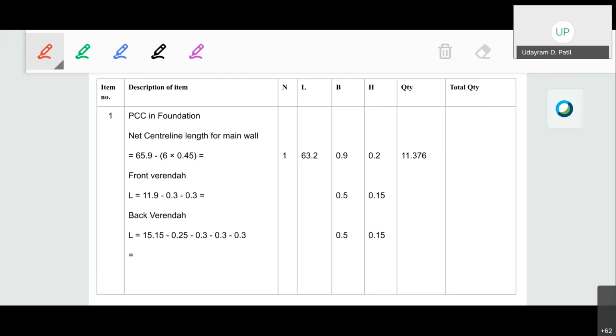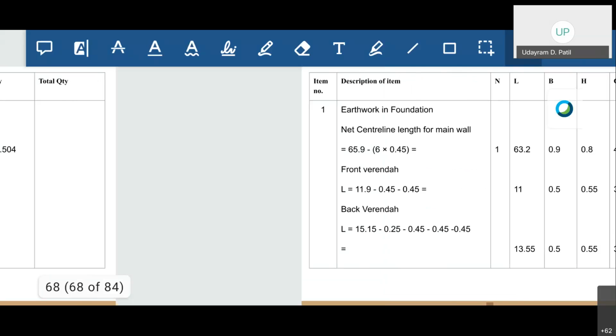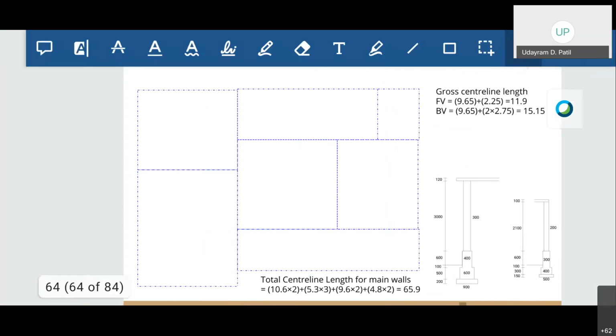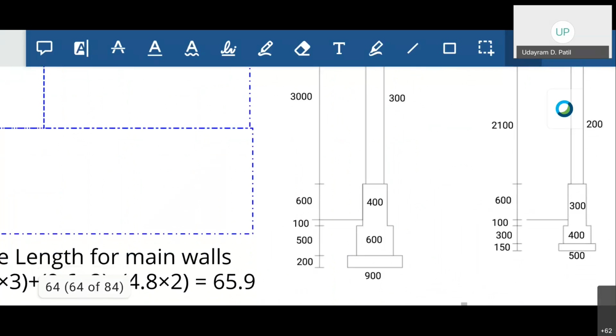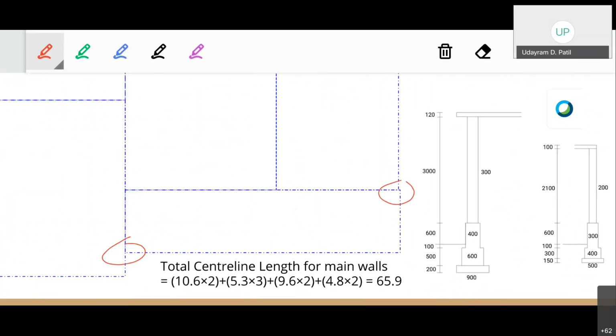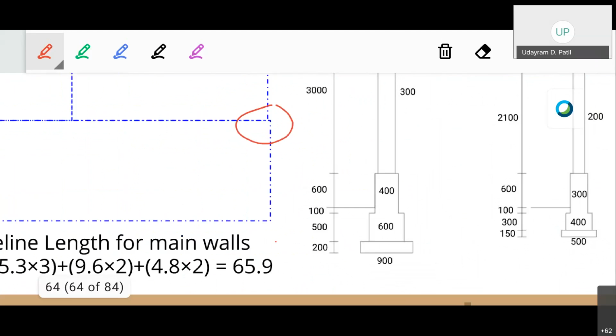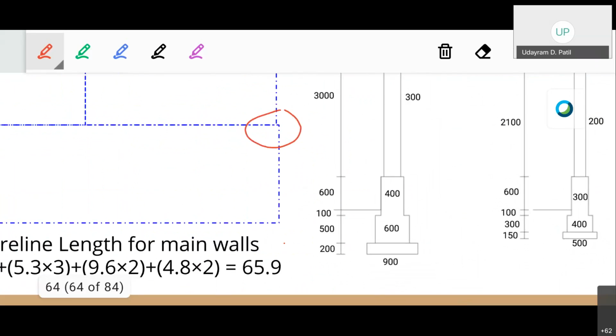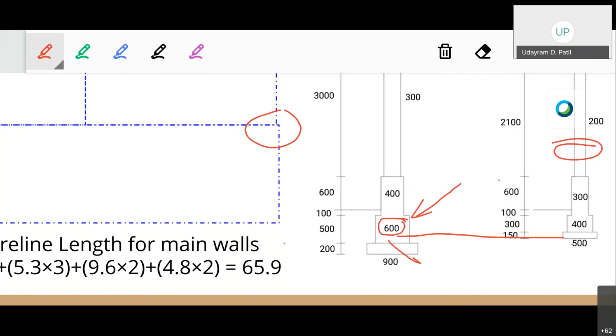Now for the front veranda again, we have to consider the level of each footing. Now as there are two kinds of footings there, the level of each footing is different. So again, while considering these two junctions for the front veranda, we have to consider the level of that particular footing. Now for the PCC of the 0.2 meter wall, the level coincides with the level of the UCR masonry for the main wall. Okay, and the width of that particular UCR masonry is 600 mm.